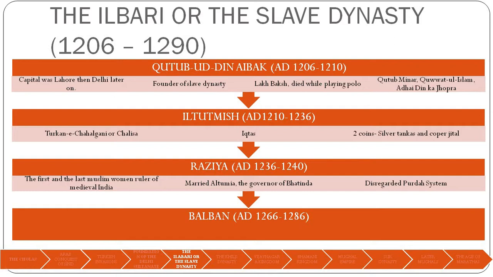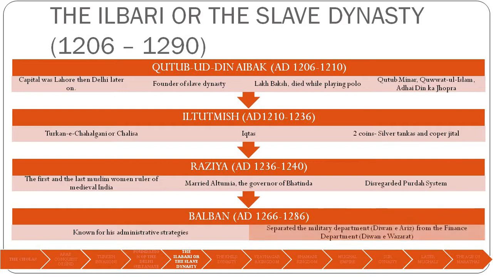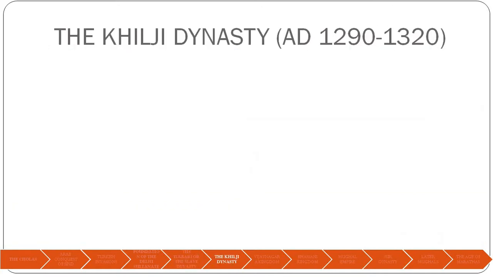After this came Balban. He is renowned for his administrative strategies and separated the military department, which is Diwan-e-Ariz, from the finance department, which is Diwan-e-Wizarat. And with this came the existence of a new dynasty, the Khilji dynasty, which is from AD 1290 to 1320.